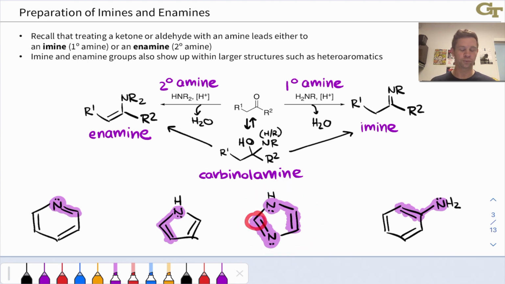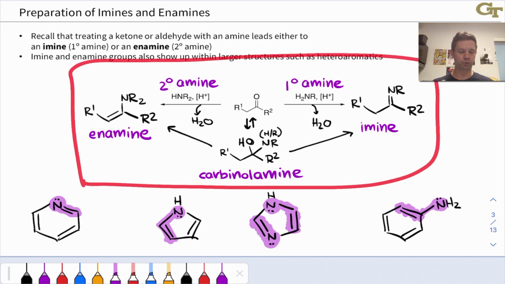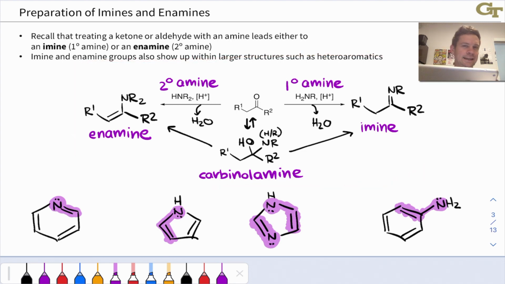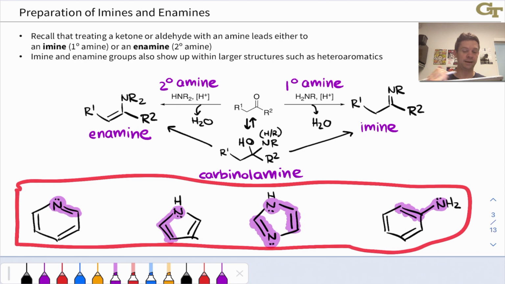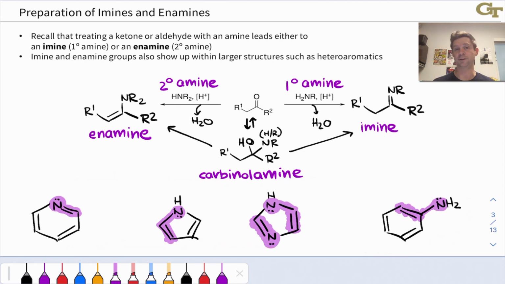Formic acid, or formate, can be used in this capacity to form imidazole through an analogous sort of condensation type reactivity. So keep this in mind, not just for the vanilla formation of acyclic imines and enamines, but also for the synthesis of these heterocycles and substituted benzenes. Similar reactivity can come into play.